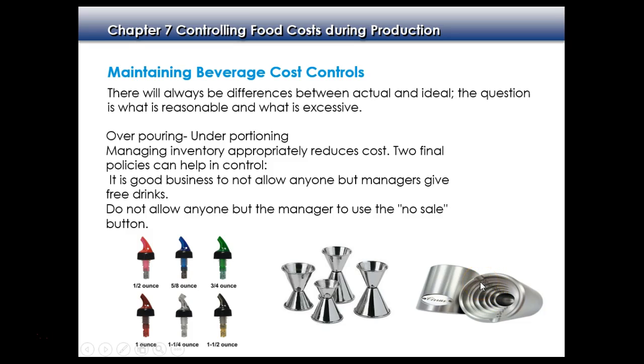So that's one way of maintaining the cost and standards on your alcohol portions.